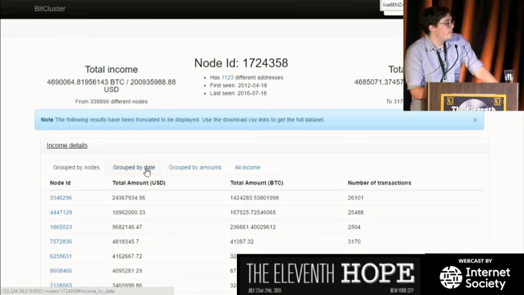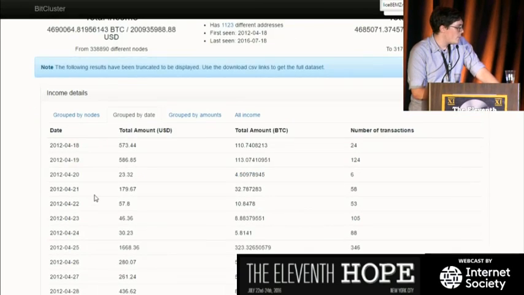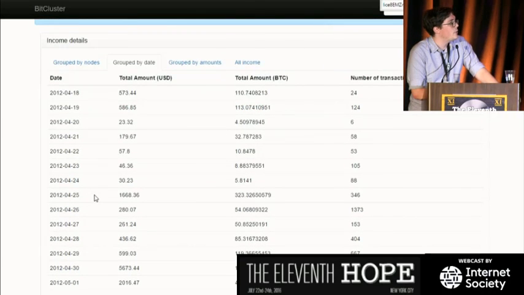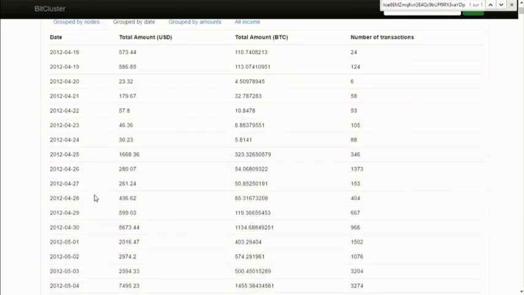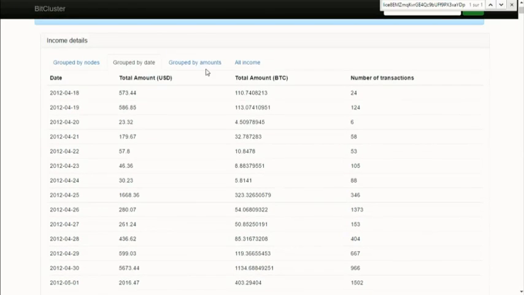You can also group it by date. So you can see by date how many times Satoshi Dice received money, so how many transactions, and the amount also in USD. That's back in 2012. So you see that one day they would receive a lot of money in some transactions.